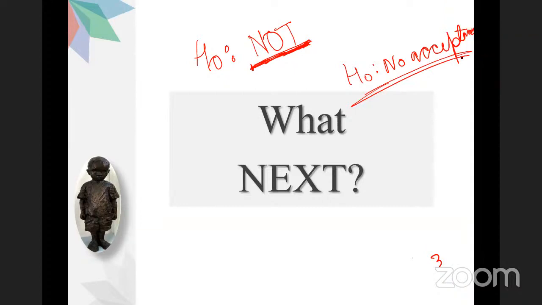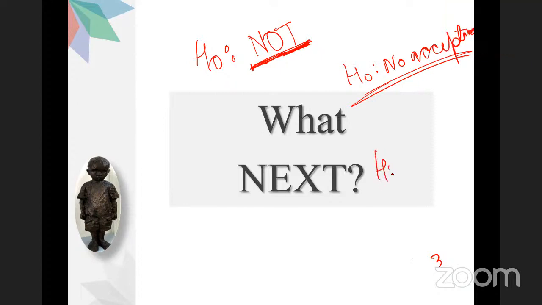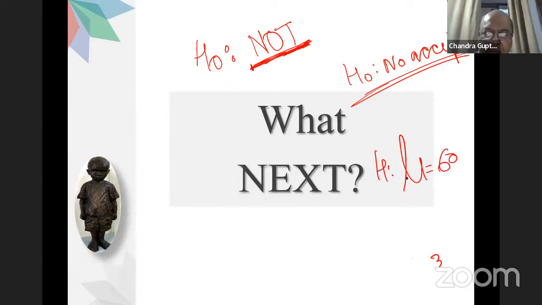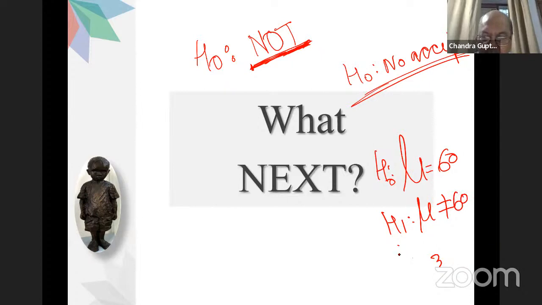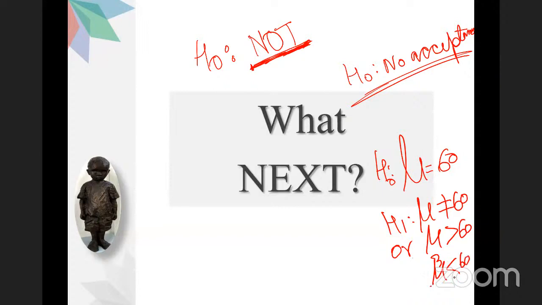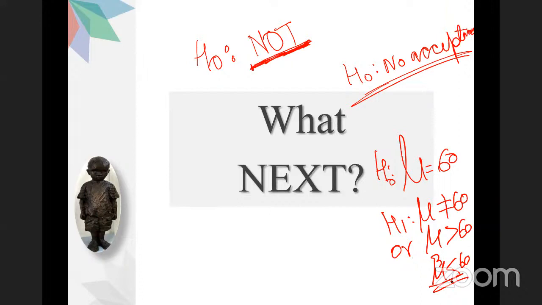Then is H1 always exactly opposite to H0? Not exactly. Say, for example, H naught is that my mean is 60. That's my H naught. H1 could be not equal to 60. It may be greater than 60, or less than 60. So it is anything other than H0. Depending upon whether you are having a one tail test or a two tail test, you have to decide the alternative.